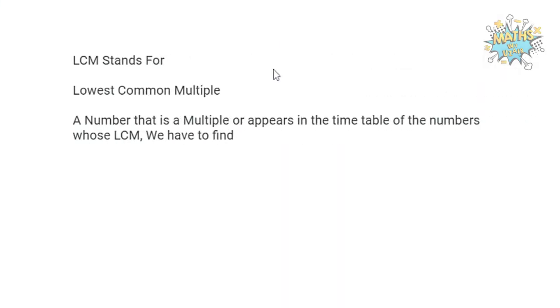Now, basically, LCM stands for lowest common multiple, right? This is a multiple that appears in the times tables of the numbers whose LCM we have to find, right? Now, how do we do that?